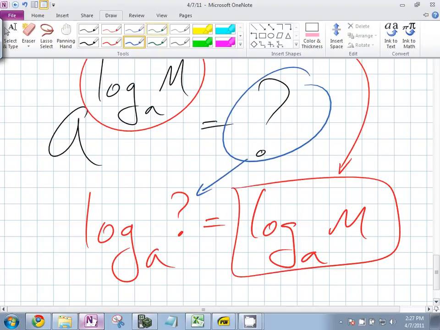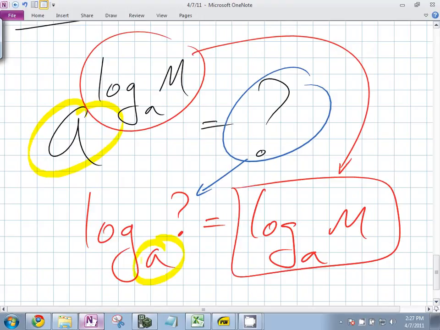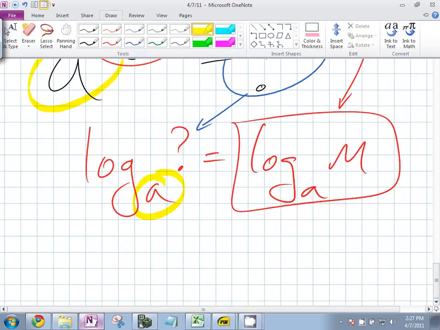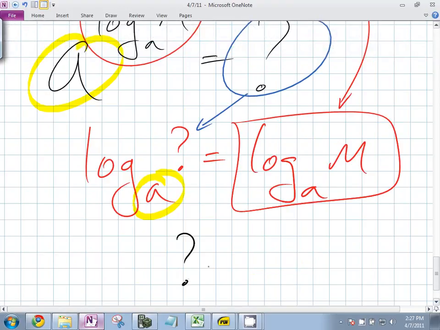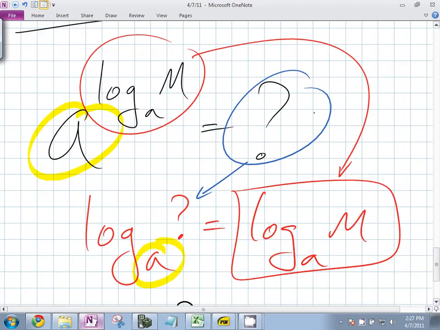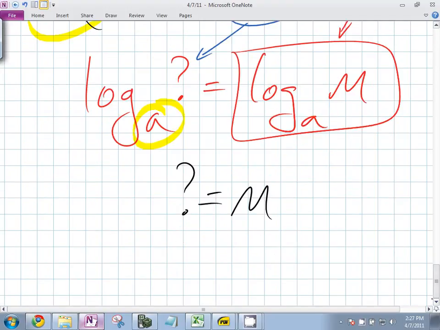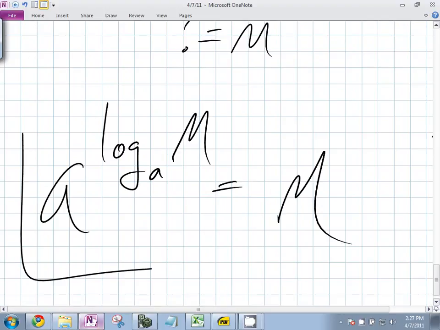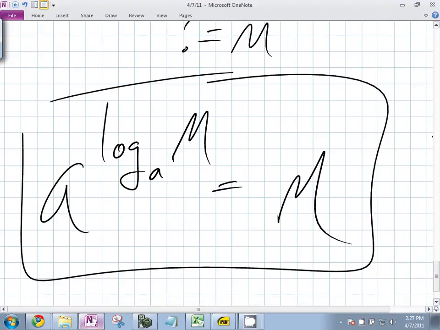The base always stays as the base. So look, you have log base a of question mark equals log base a of m, so what has to be true? Question mark equals m. So what did we just prove? We just proved that a to the log base a of m is equal to m. You will see this all the time. One easy way to make log equations look more complicated is to throw something like this into it.